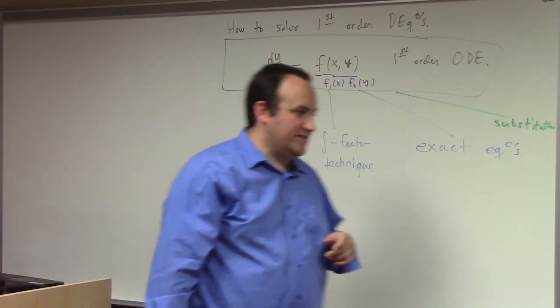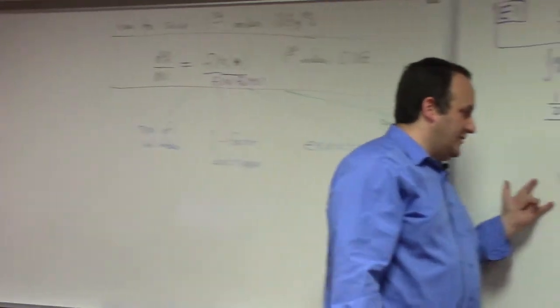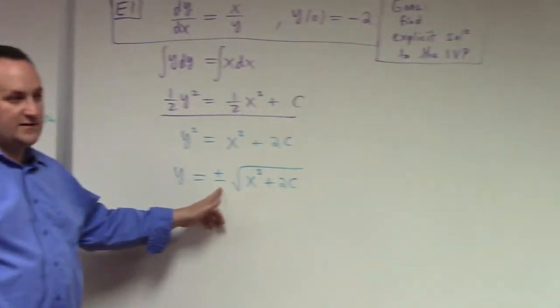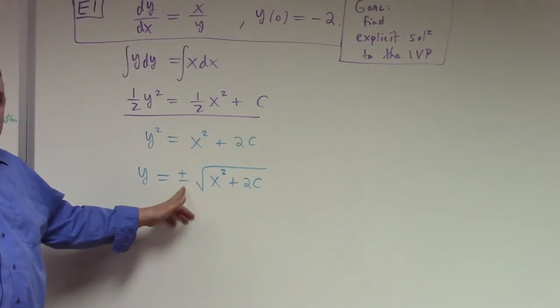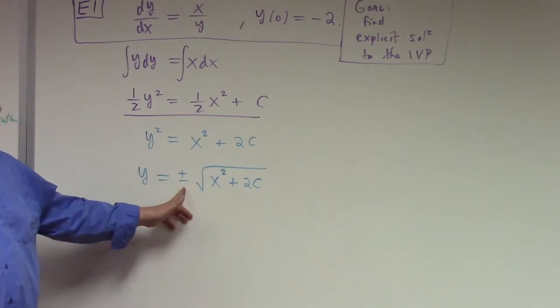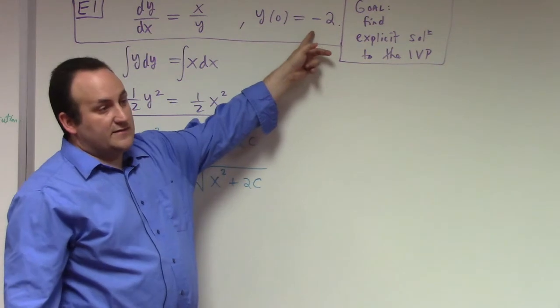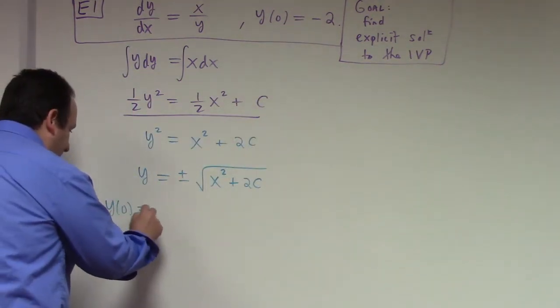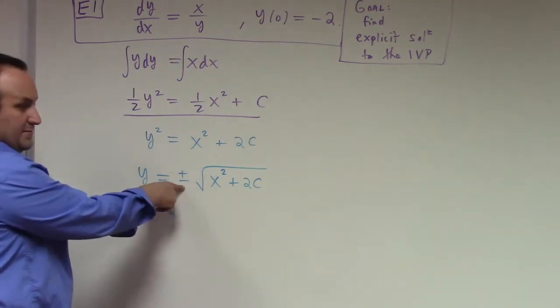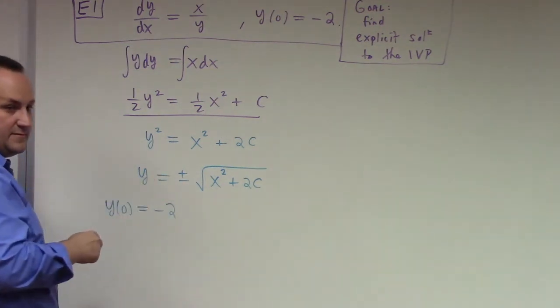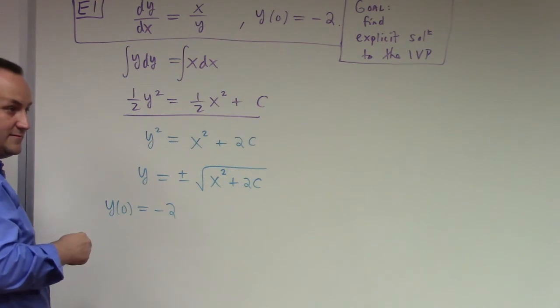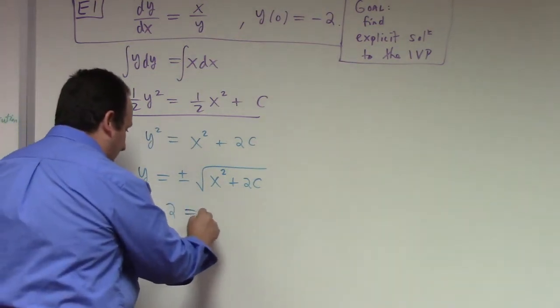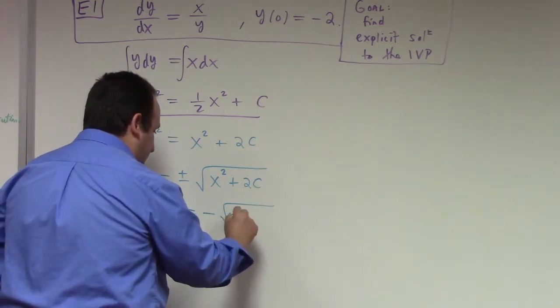On the final exam I gave last semester, I had 30–40% of the class put plus minus in this kind of problem, and that's wrong. Because you have to address the issue. Do you choose plus or minus, right? I want y of 0 to be minus 2. Can I get minus 2 from plus the square root? I cannot. It's simply not possible. This has to be minus the square root of 0 squared plus 2c, right?